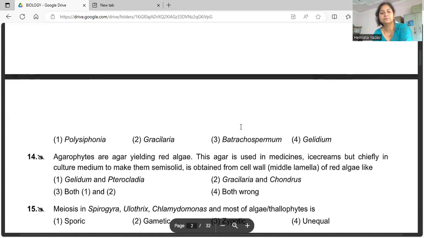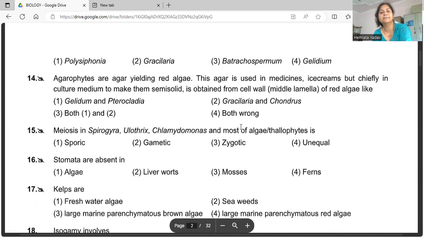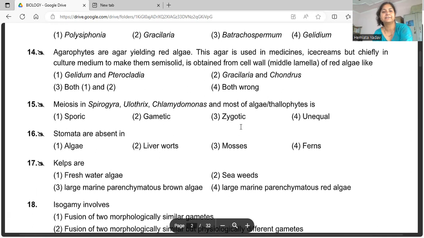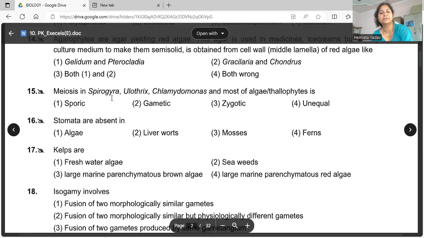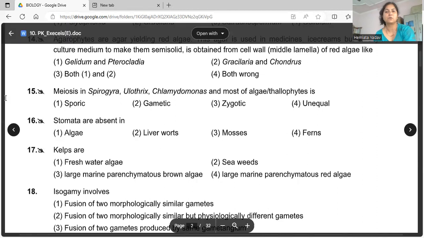So it is a Gelidium. The agarophytes are the agar-yielding red algae, and this agar is used in medicine, ice creams. So in which will we find these? So Gelidium, Pterocladia and Gracilaria, Chondrus: in these, both 1 and 2 we will be marking. Meiosis in Spirogyra, Ulothrix, Chlamydomonas and most algae, thallophytes: what kind of meiosis is it in all of these? So we will say that it has zygotic meiosis. The zygote is formed and meiosis occurs immediately in the zygote.